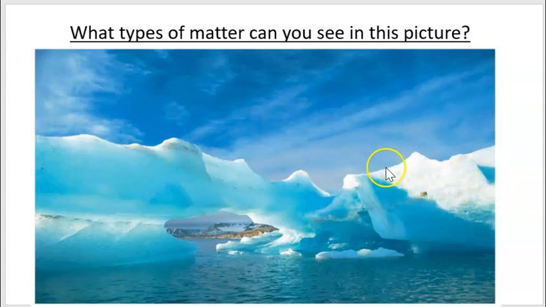Obviously, when we look at this glacier, that's an easy one to see. You can see there is some land in the background, but we don't tend to think about the fact that this water down here is also taking up space and it has mass. And the other thing that we don't see here is the gases that are up here, the atmosphere that is here. So there is a lot of matter in this picture.